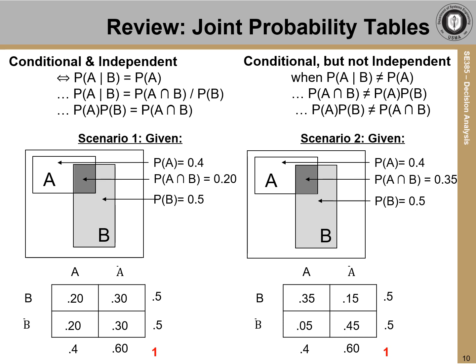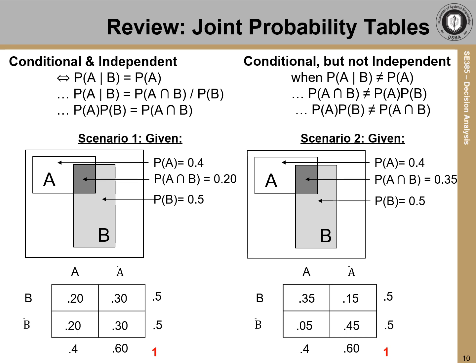Meanwhile, the probability of the intersection of B and not A is going to be 0.3 because the probability of A intersecting B plus the probability of not A intersecting B has to sum to 0.5. Similarly, the probability of not A intersecting not B has to be 0.3.